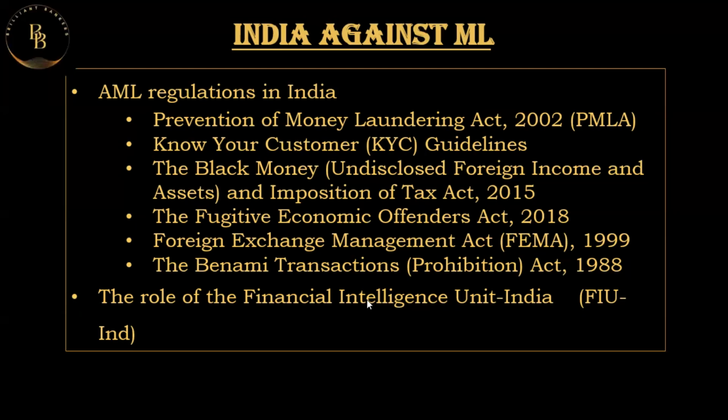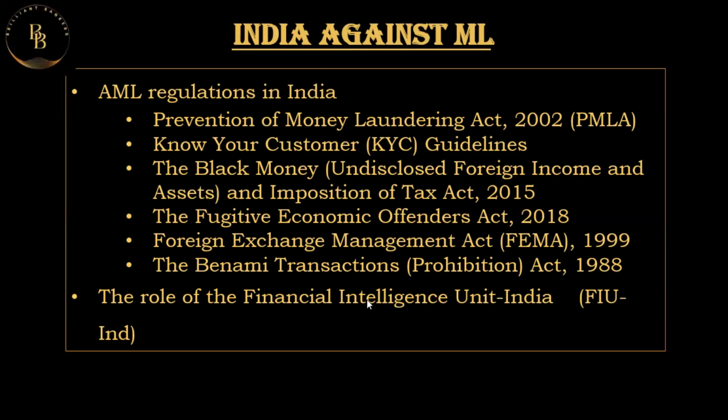The Foreign Exchange Management Act, the FEMA, of 1999. FEMA regulates cross-border financial transactions and violations that can often be linked with money laundering activities. The ED investigates FEMA violations, particularly in cases where illicit money is transferred abroad through the Hawala route or through other illegal means. The Benami Transactions Prohibition Act of 1988 prohibits holding property in a fictitious name or under any other person's name. Money launderers often use Benami properties to conceal the real ownership of the assets.